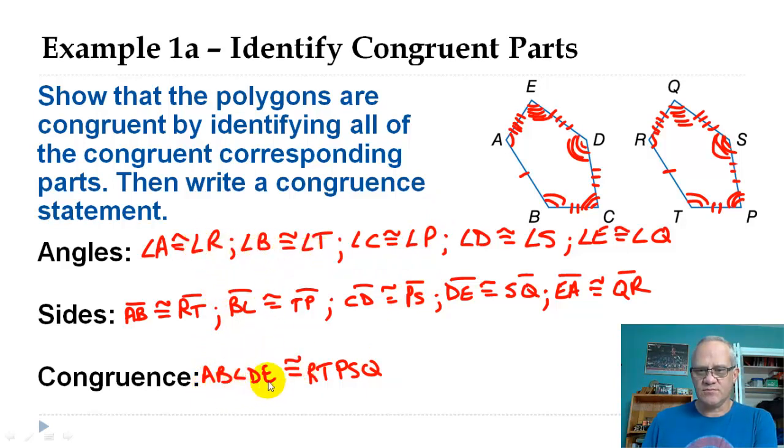B matches up with T. B and T come next. C and P come next. C and P, D and S, and then E and Q, E and Q. All right? Hopefully you're getting the hang of that. Hopefully that's not too bad. There's a lot of writing you have to do there, but it shouldn't be all that bad.